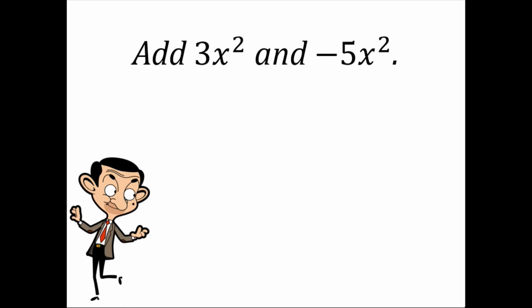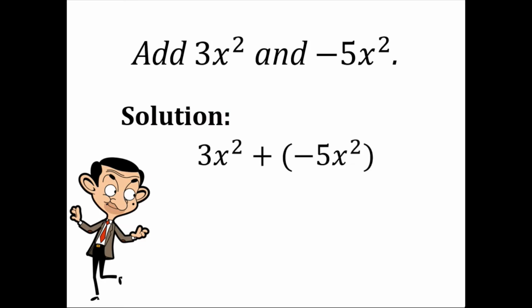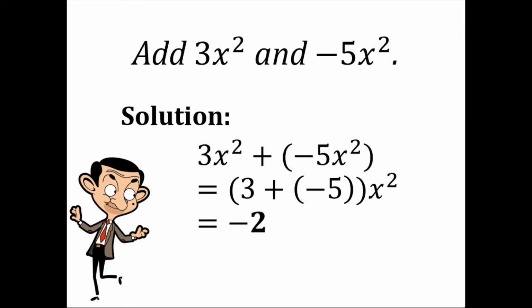Let's add 3x squared and negative 5x squared. They are similar terms, so we are allowed to add them. To do so, add first the numerical coefficients 3 and negative 5, and then copy the literal coefficient x squared. 3 plus negative 5, following the rule in adding integers, equals negative 2. Copy the literal coefficient x squared, so the sum is negative 2x squared.